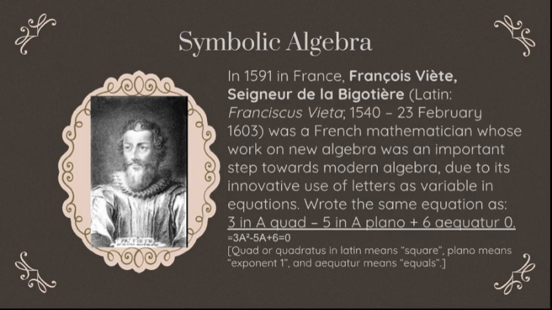Note that quad or quadratus in Latin means square, plano means plane or exponent 1, and as we all can remember, equator means equals. Unfortunately for him, he was not familiar with the sign equal, even though the equal sign was widely known by his time, thus resulting for him to use equator to represent equals.